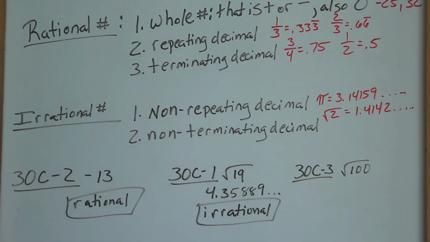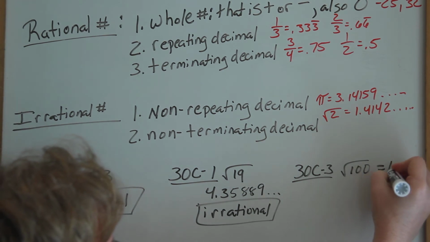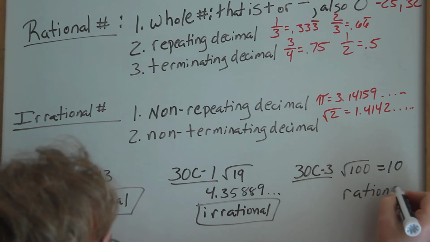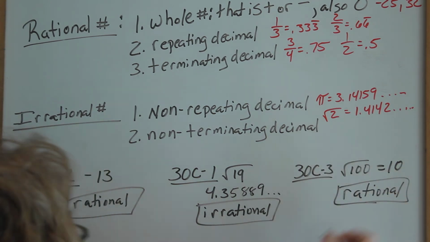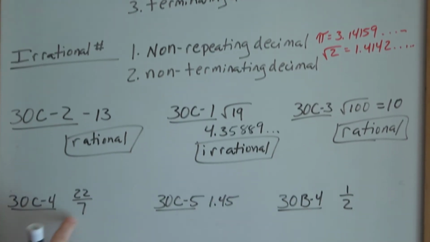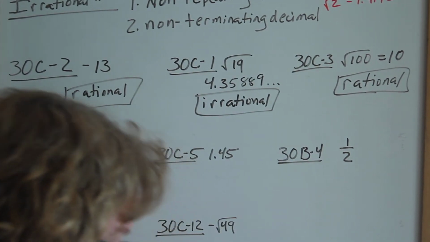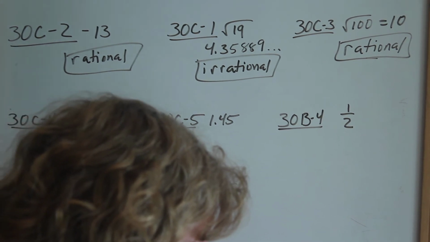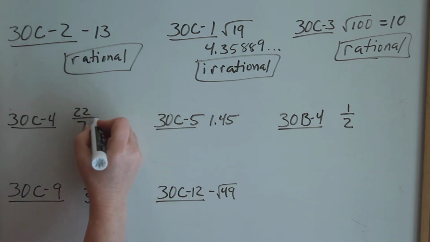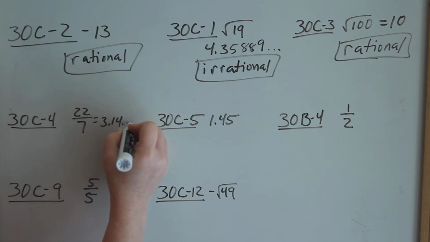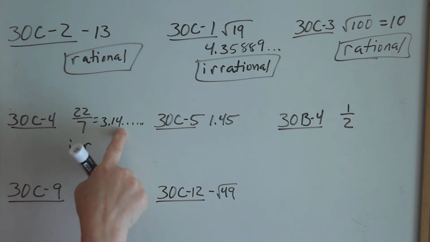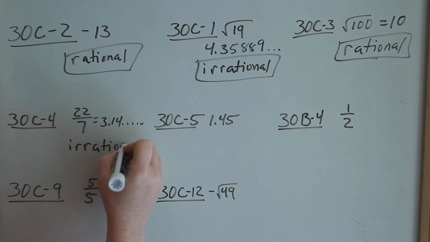30C number 3, square root of 100. What is the square root of 100? 10. 10 is a whole number that's positive or negative, so that is a rational number. 30C number 4, 22 divided by 7. By the way, 22 over 7, that is the fractional value of pi. And that comes out to some 3.14 blah blah blah. And so it keeps going on. A decimal that never ends and doesn't repeat itself is irrational.